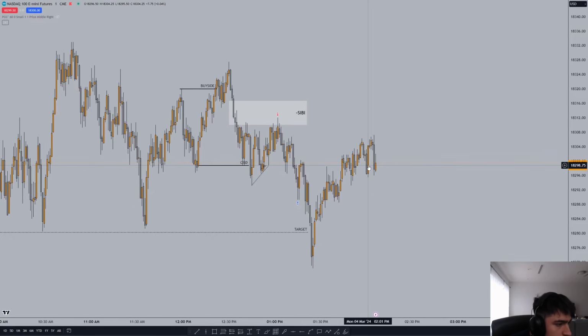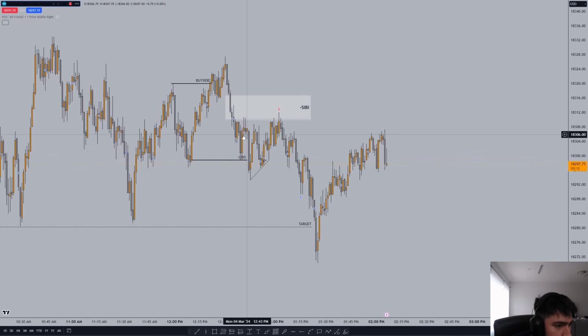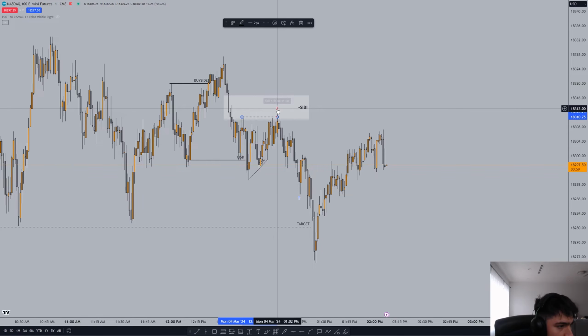Because I'm bearish, I want the 1 p.m. candle to sweep buy side liquidity. In this case, it's a turtle soup, because we do have a low, high, lower low. This is your bullish breaker. A bullish breaker in bearish market structure is a bearish turtle soup. So I marked out my turtle soup right here. As you can see, that's my fill right there. Turtle soup right there.